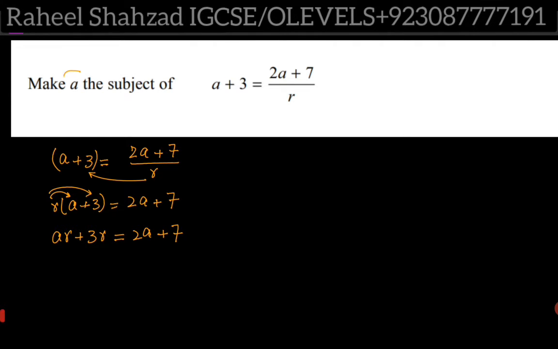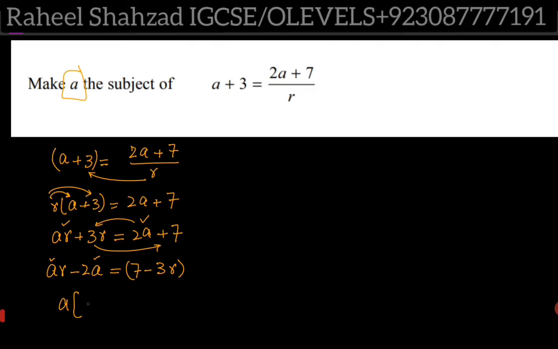Now we are looking for A. We need to rearrange it in a way that will bring all A terms on one side and all other terms on the other side. So it is AR minus 2A is equal to 7 minus 3R. Okay, we simply take 2A on the left hand side and 3R on the other side. Okay, now we take A common out of it.